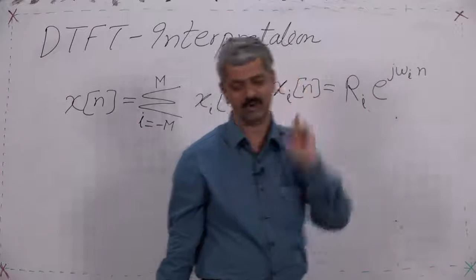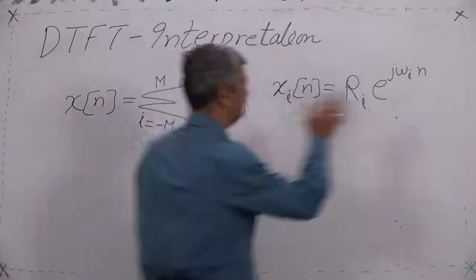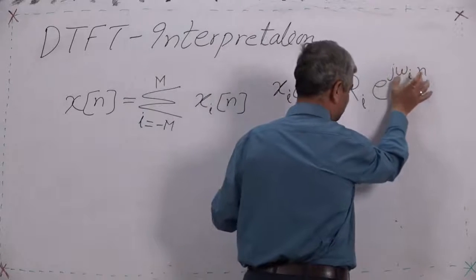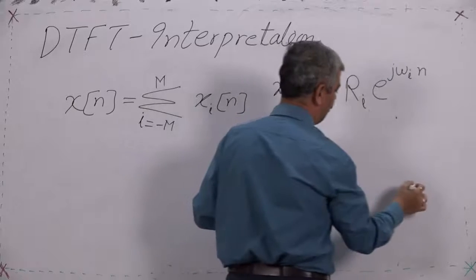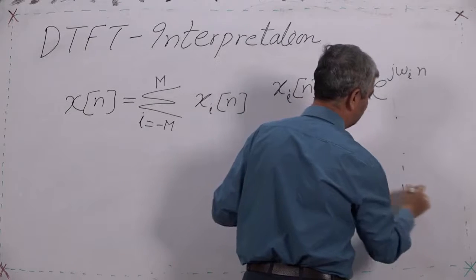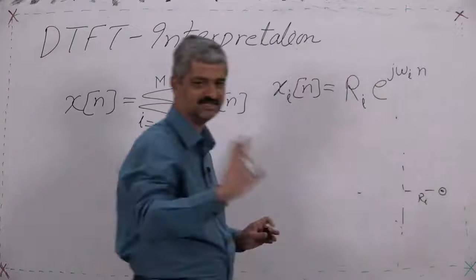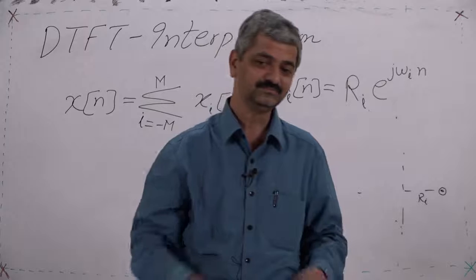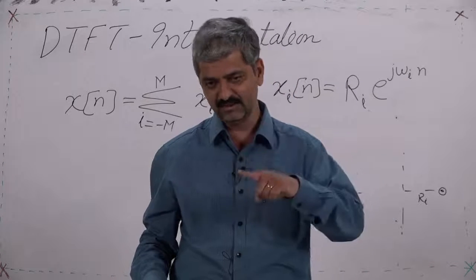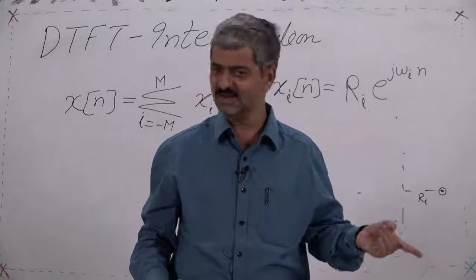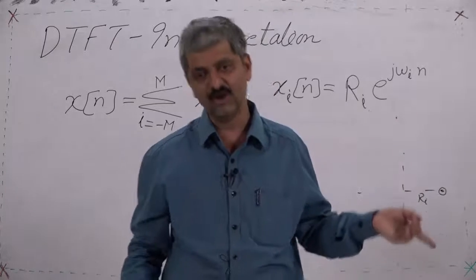But there is one small problem. What is at n equal to 0? At n equal to 0, this becomes 0, so this becomes 1. Our radius is a real number, so the point at n equal to 0 always lies on the horizontal axis at distance Ri. That is not necessary. At n equal to 0, the point is a rotating point, and it need not lie on the horizontal position. It can lie on any position.